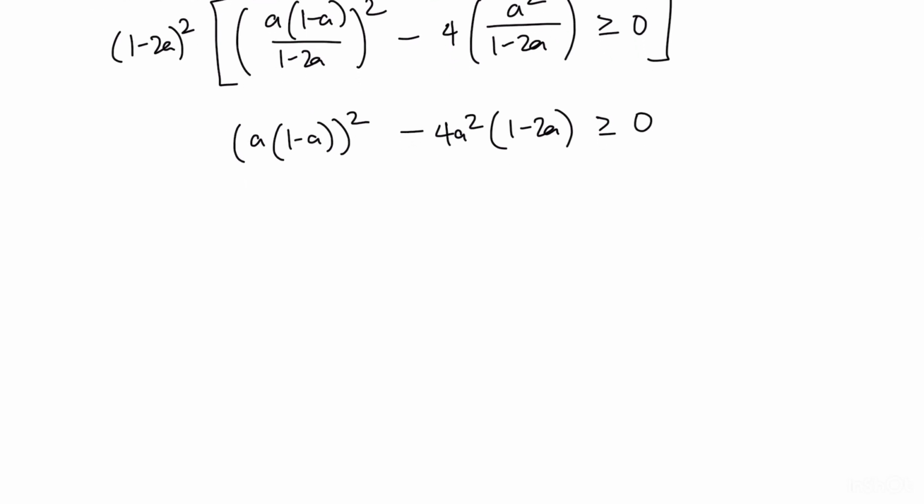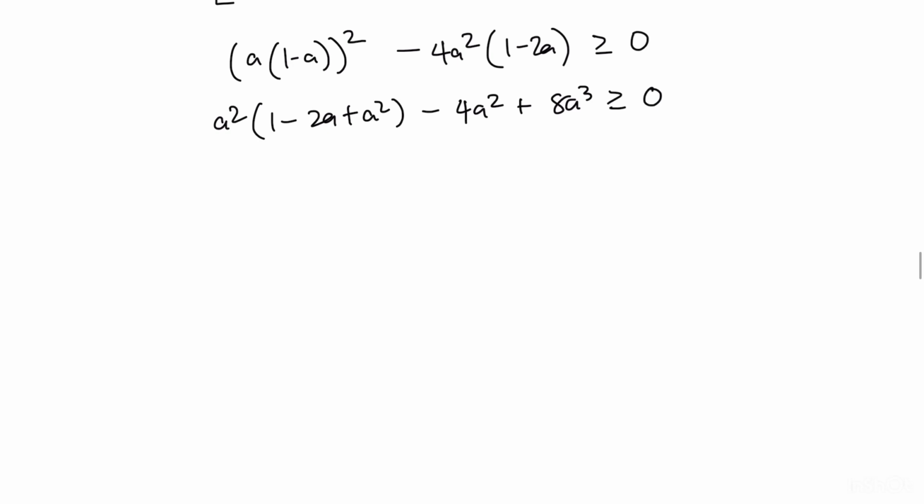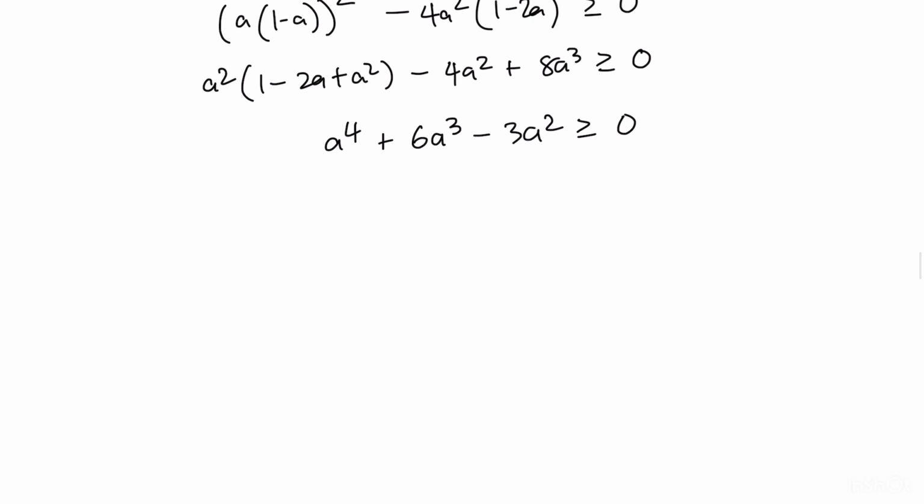Now, I'm going to further simplify this, so a squared minus 2a plus a squared minus 4a squared plus 8a cubed. Now, all of this, when simplified, becomes a to the 4th plus 6a cubed minus 3a squared, which is greater than or equal to 0. And I'm going to take a factor of a squared out. So it becomes a squared times the quantity a squared plus 6a minus 3.